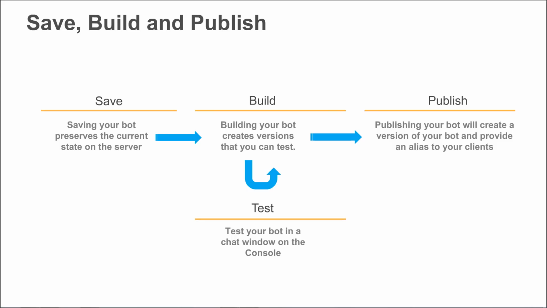With build, I should also mention that a new version of your intent and slots are created, but a new version of your bot is still not released when you build. When you publish, a new version of your bot is created. And then you point an alias to that version and start using that version of your bot.